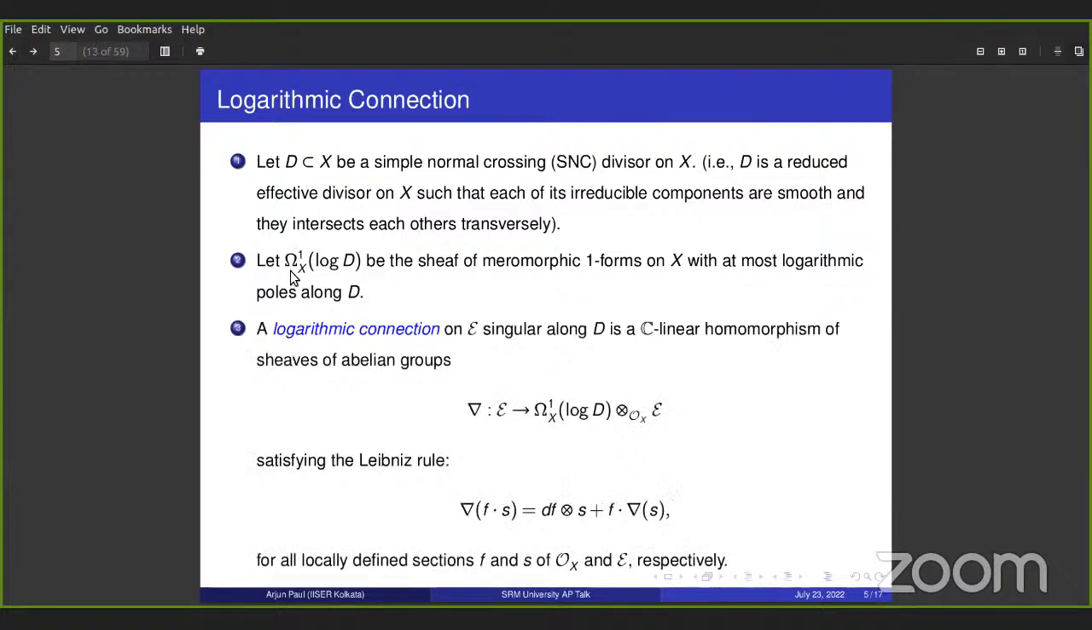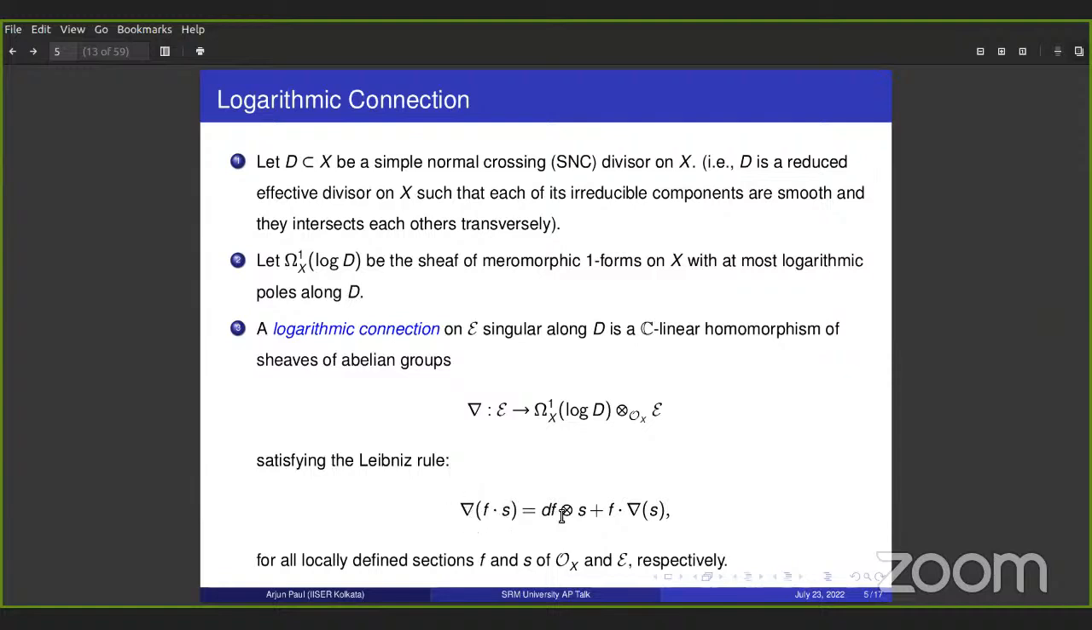So this is called the logarithmic cotangent bundle on X. Now, a logarithmic connection on a sheaf E, a quasi-coherent sheaf E, singular along the divisor D, is basically a C-linear homomorphism of sheaves of abelian groups, nabla, from E to Omega^1_X(log D) tensor E over O_X, such that this should satisfy the Leibniz rule.